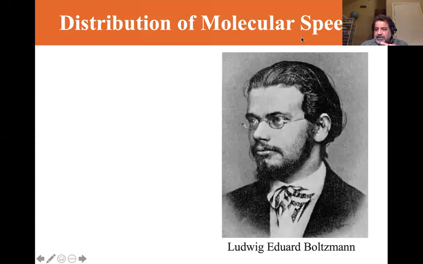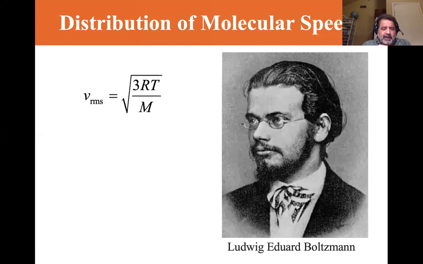All right, we're at the last section, 20.5, distribution of molecular speeds. So far, we've talked about the RMS speed. V_RMS is equal to the square root of 3RT divided by M, the molar mass.